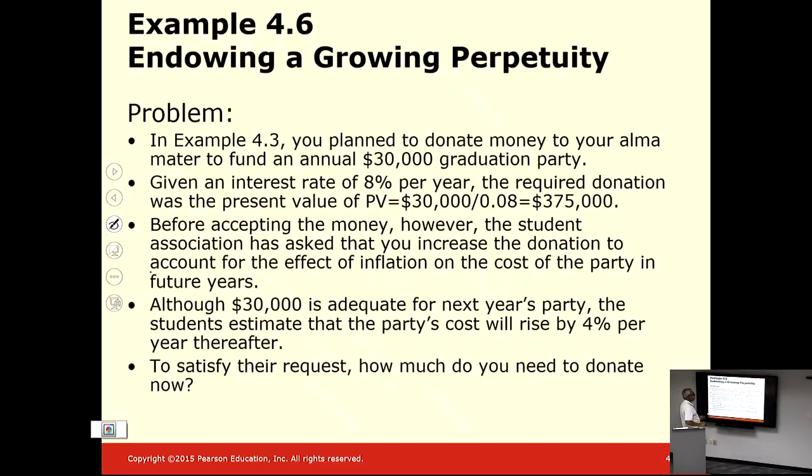So, example over here, you plan to donate money to your university, a $30,000 graduation gift, at 8% per year. If this is a regular perpetuity, the required donation was $375.